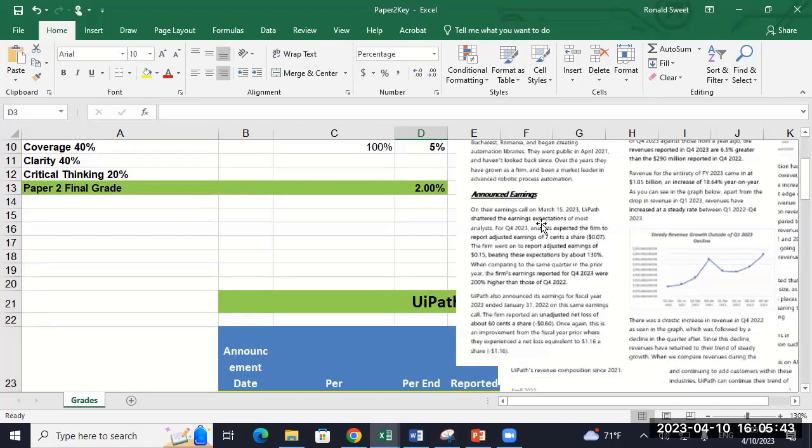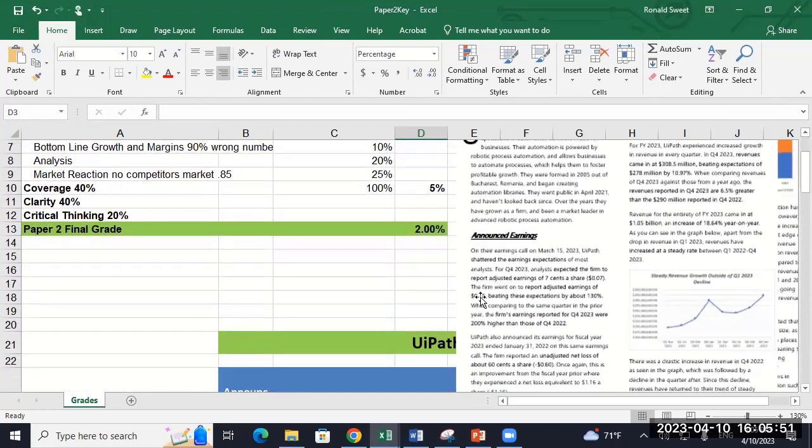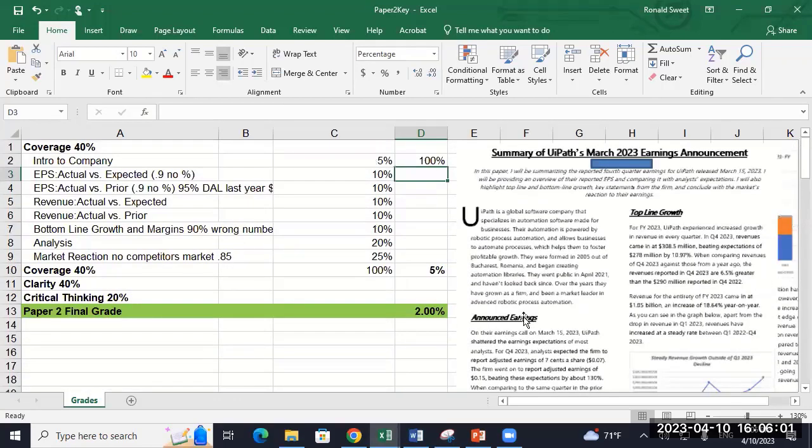UiPath shattered earnings expectations of most analysts. They expected the firm to earn 7 cents a share. The firm reported earnings of 15, beating expectations by 130%. When comparing to the same quarter prior year, the firm's earnings were 200% higher. He's got it all in there. I did it in one sentence. He did it in 4. So I'm a little more efficient than he is, but he's got that in there. He's got the actual versus expected.